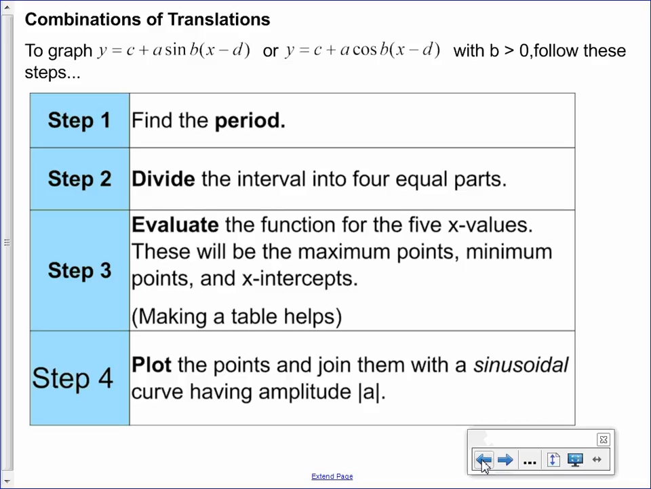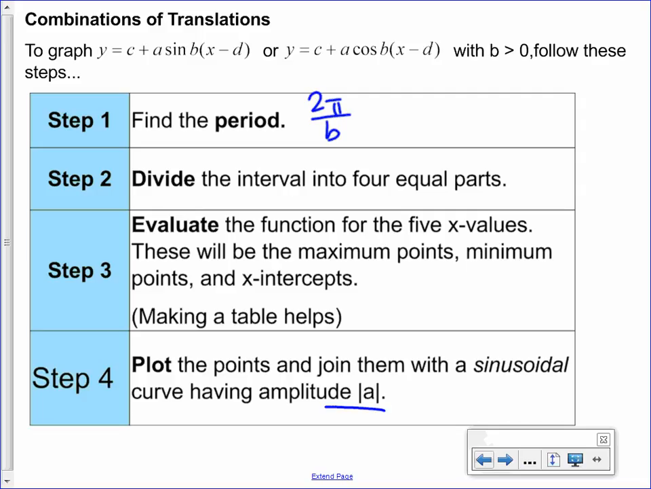Just remember, though, that the b to find the period is always next to the x. So if you can find that number next to x, divide it by 2 pi, that's your period, right? It doesn't necessarily come straight off of the interval. So again, for step 1, it's 2 pi divided by b. Everything else is blah.